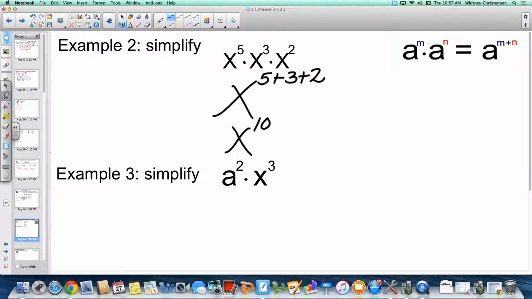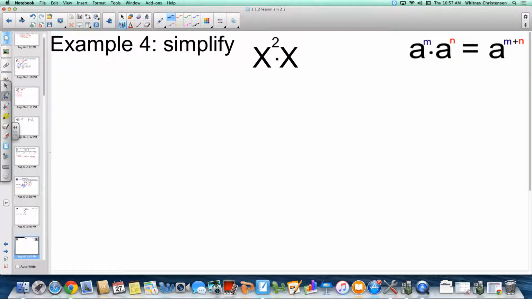Okay. Number 3, don't write that one down. I'm going to ask you, can we simplify number 3? Look at it. The rule says if you have the exact same base, and you're multiplying them, then you can add the exponents. Do we have the same base? No. You can't combine those. That's as simplified as it gets.